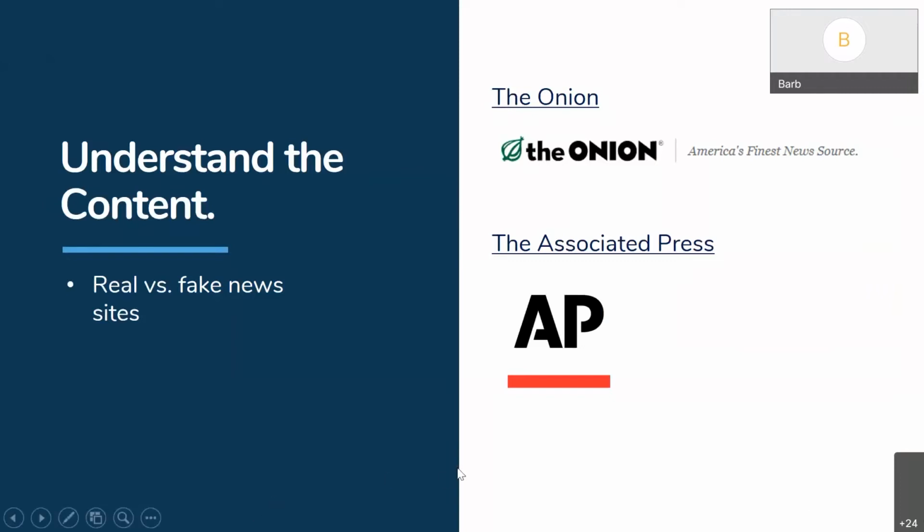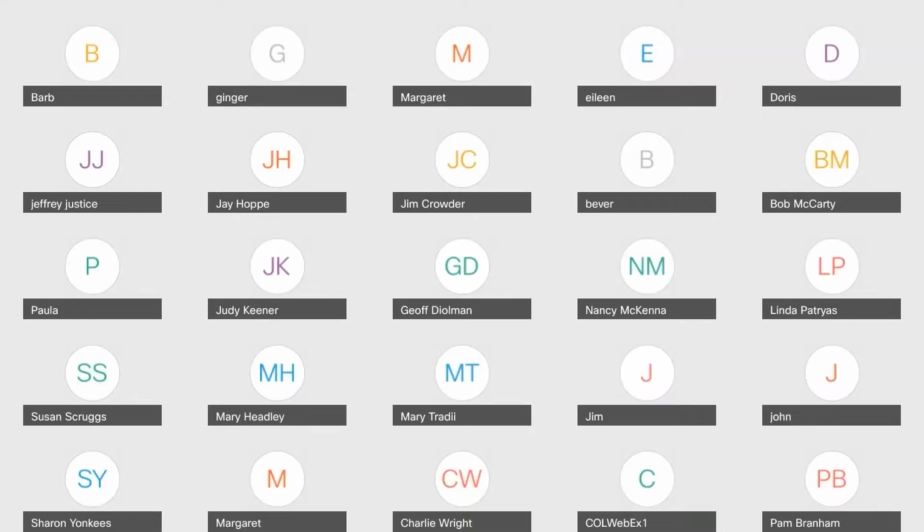Many of us are probably familiar with The Onion. Those of us who've been in Boulder County for a while might remember when The Onion was a print newspaper that hung out with the Times Call and the Daily Camera and could just be read at the coffee shop. It's now a website and it's satirical news. And then as a real news example here, I've pulled the Associated Press. So I'm going to go ahead and share a web browser here.